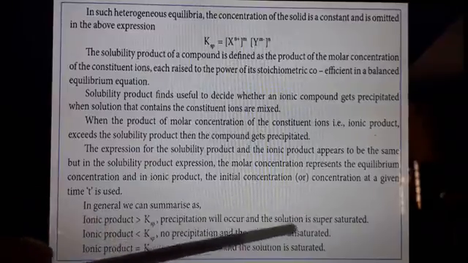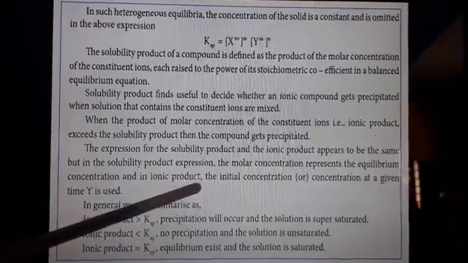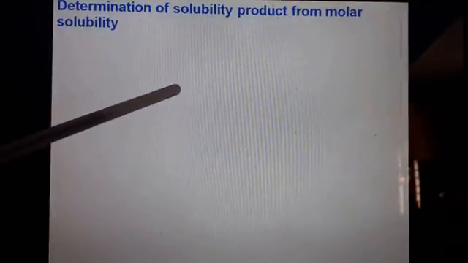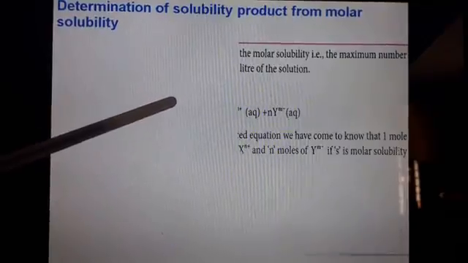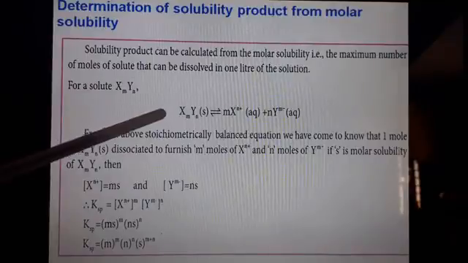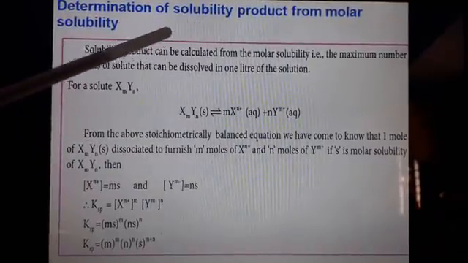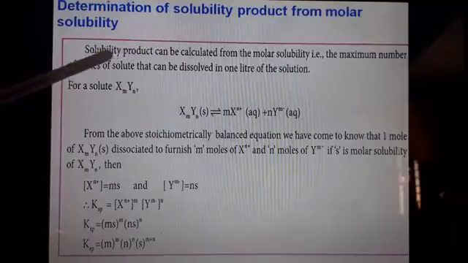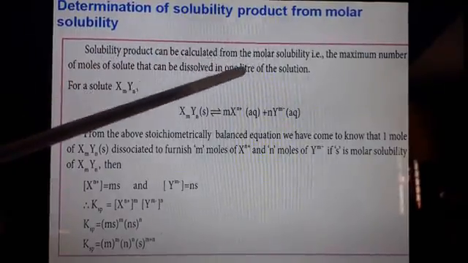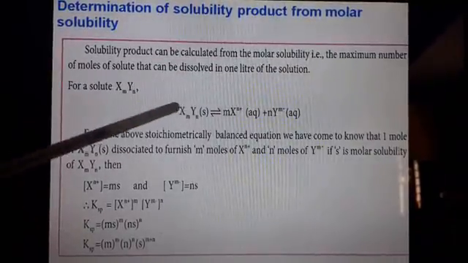Supersaturated, unsaturated. These three conditions we have. Okay. Next, determination of the solubility product of molar solubility. How to determine the solubility product? Now, molar solubility is the maximum number of moles of the solute dissolved in 1 liter of the solution. This is the concept, this is the condition, 1 liter of the solution.